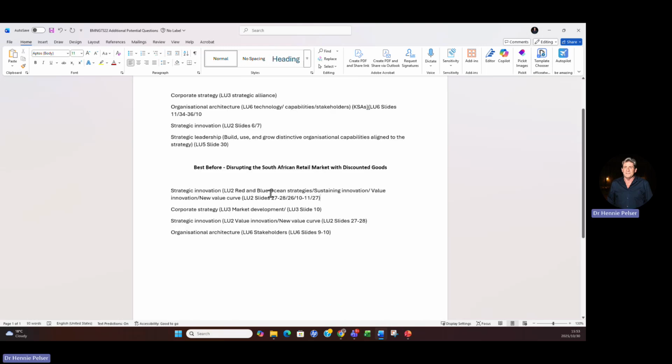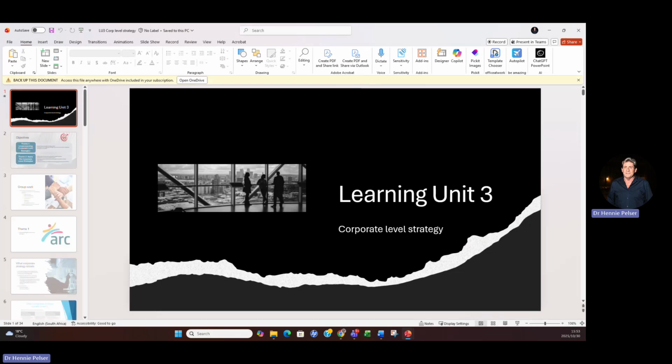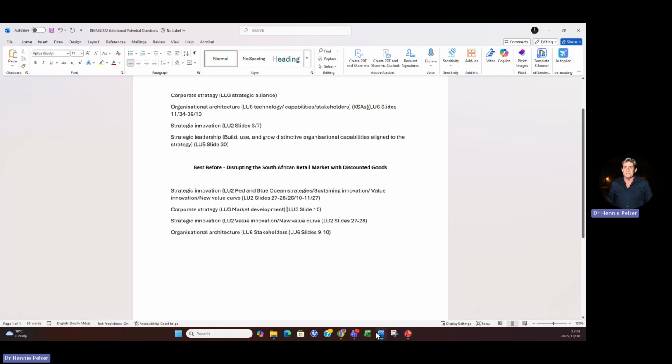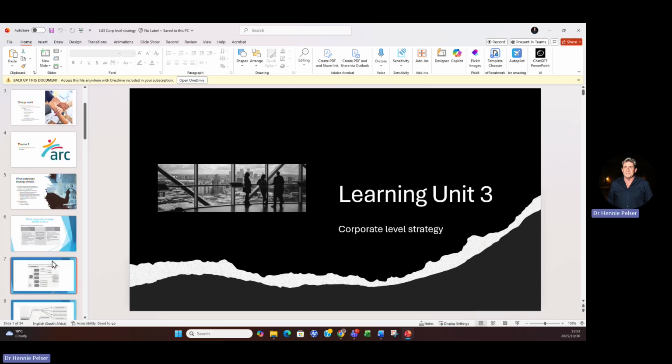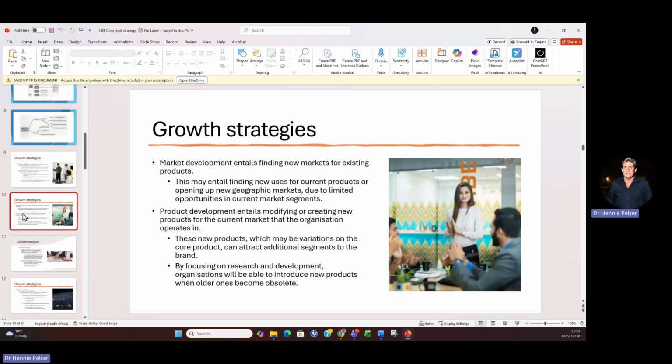Right. And then the next one, a clear example of market development and a couple of references to market development in the idea that they're opening new shops and want to shop in every town in South Africa, which is a clear indication of market development. So you'll see in terms of my slides, I just need to see what the slide number is. So it is slide 10, learning unit 3. And then you can see very, very clear evidence of that.